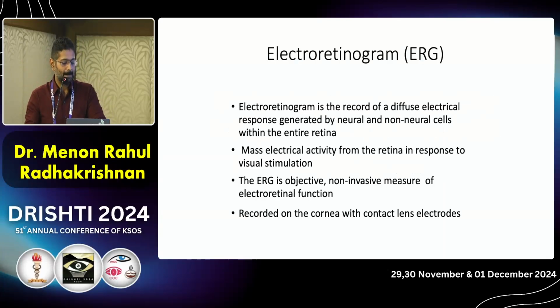ERG is an objective, non-invasive measure of the electroretinal function. It's recorded on the cornea with electrodes. It is basically a diffuse electrical response generated by the neural and non-neural cells within the entire retina on stimulation with light. So it gives us a mass electrical activity from the retina.